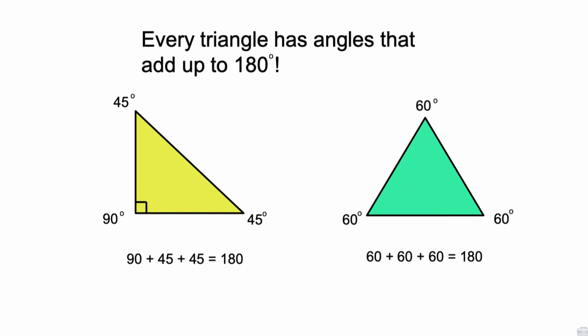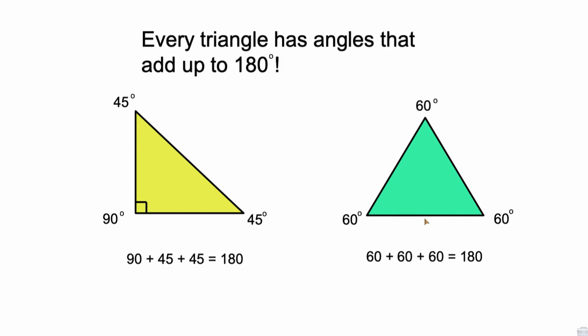A very interesting fact about triangles is that every triangle has angles that add up to 180 degrees. I have two different examples here to show you. The yellow triangle is a right triangle. We see here it has a 90-degree angle. The other two angles of this triangle are 45 degrees. So if we add up 90 plus 45 plus 45, we get 180 degrees.